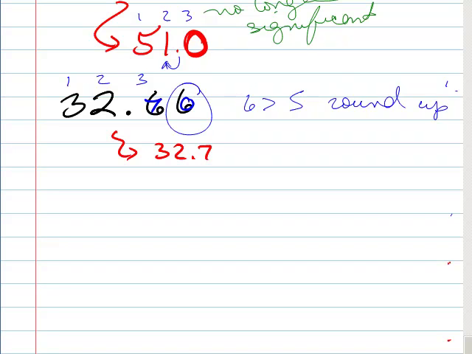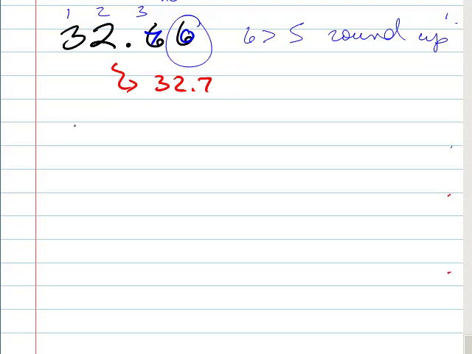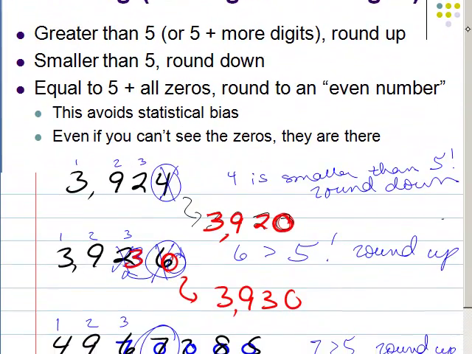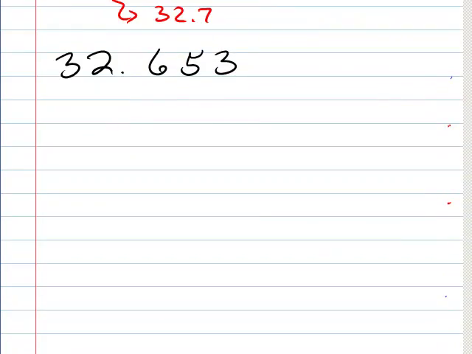So again, what we're looking at is what to do when these values are exactly 5. So if we have 32.65, okay, let's make it 32.653. This still goes into our first category. Our first category says if it's greater than 5, or 5 plus a bunch of digits, we're going to round up. The way they think about this is it's a 5, but it's like 53, so it rounds up to 7.